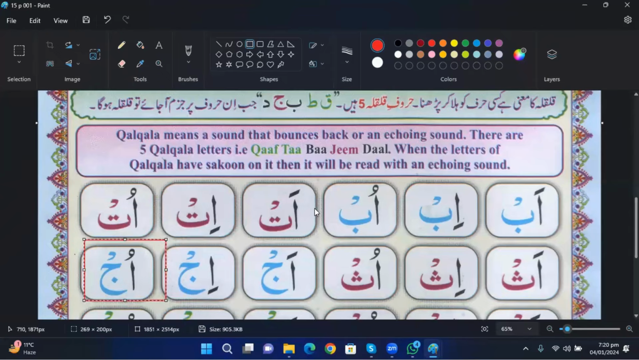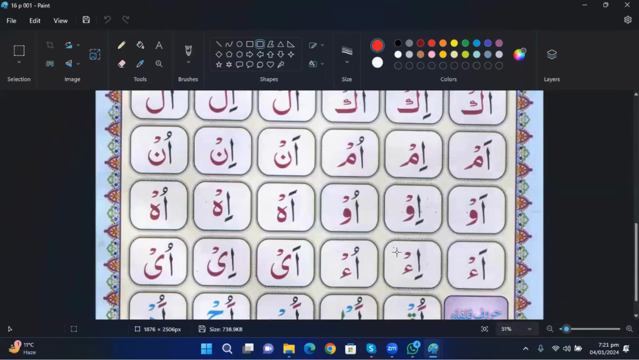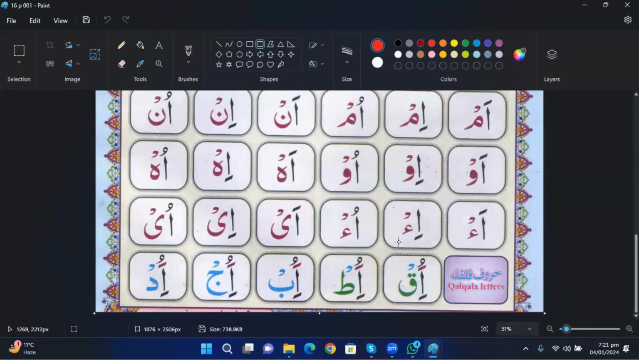Page number 16. In the same way, we will practice the qalqala letters, and the other letters that normally have sukoon over them. We will practice how we need to connect them with the previous letter. So in the last line, we can see the qalqala letters mentioned, but we need to read each letter in 3 states: first fatha, then kasra, then dhamma.